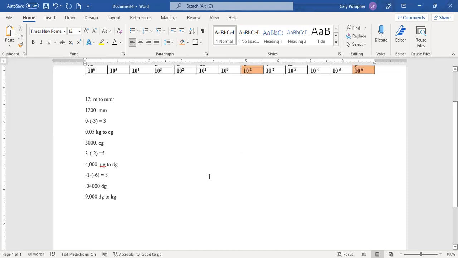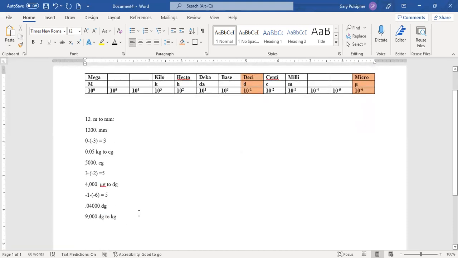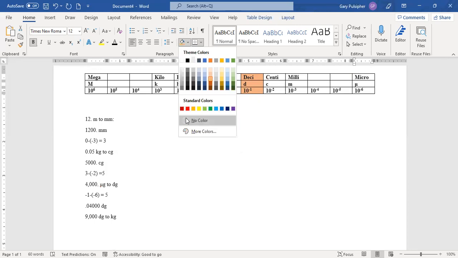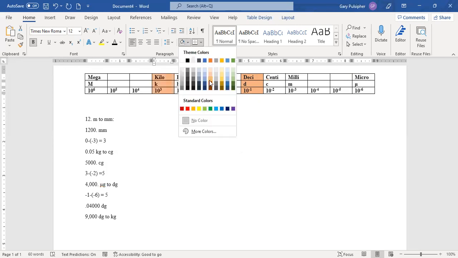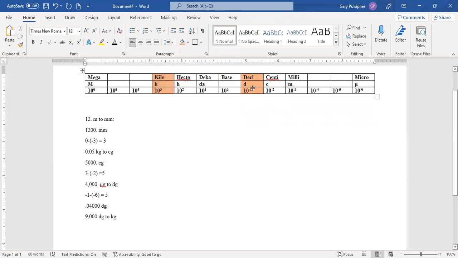And then let's look at this last one. So it's got a decigram in it already. So I'm going to leave that highlighted. I'm going to get rid of micro. Not get rid of it, but unhighlight it. I'm going decigram to kilogram. All right, so I'll highlight that one. I think it was that color. So now I'm going deci. I'm starting at deci, going to kilo. So I'm going right to left again.